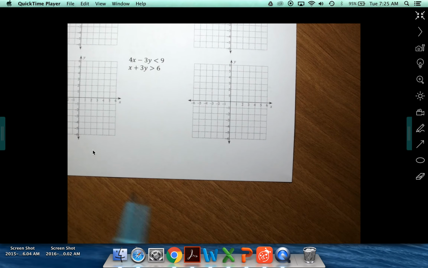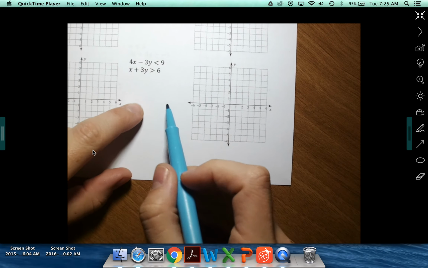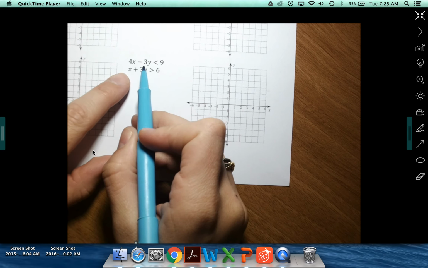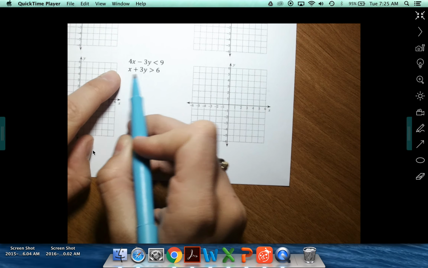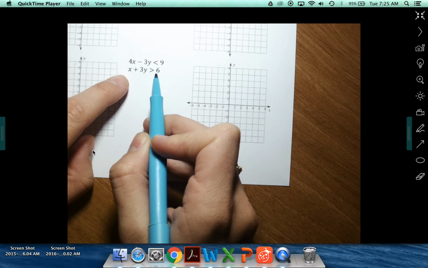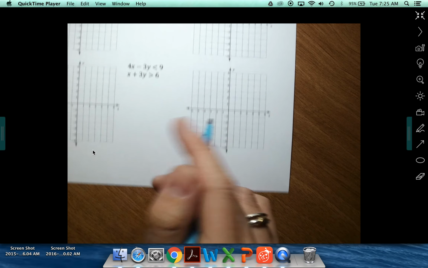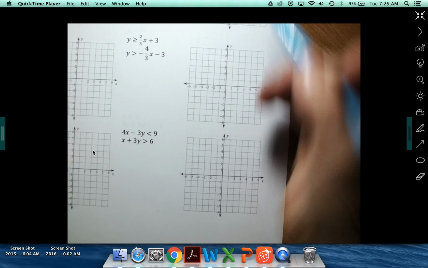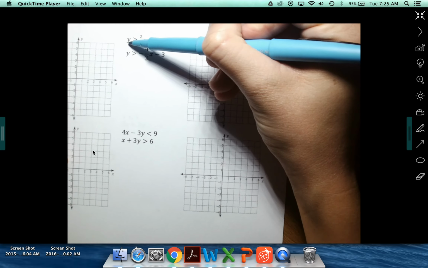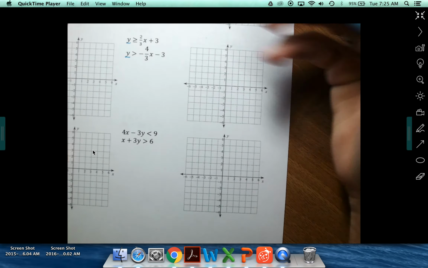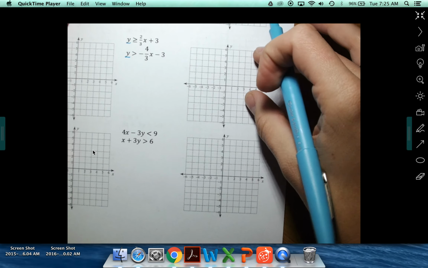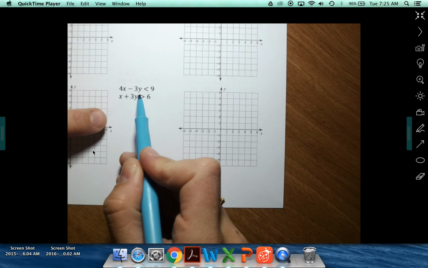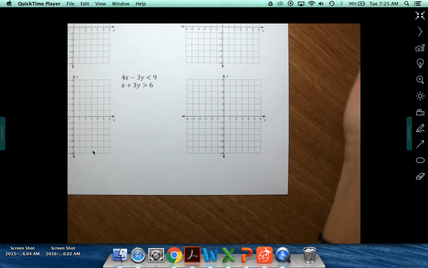So I want to start, this is actually the last one on your paper on the bottom right. 4x minus 3y is less than 9. X plus 3y is greater than 6. The key with this, and you'll notice, for example, the one above it, the y is already by itself, so you can just graph these on the calculator. With these, the y is not by itself, so we've got to get it by itself.